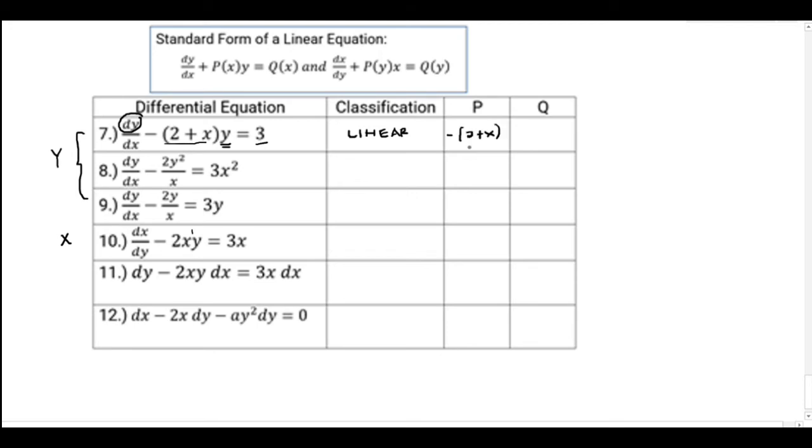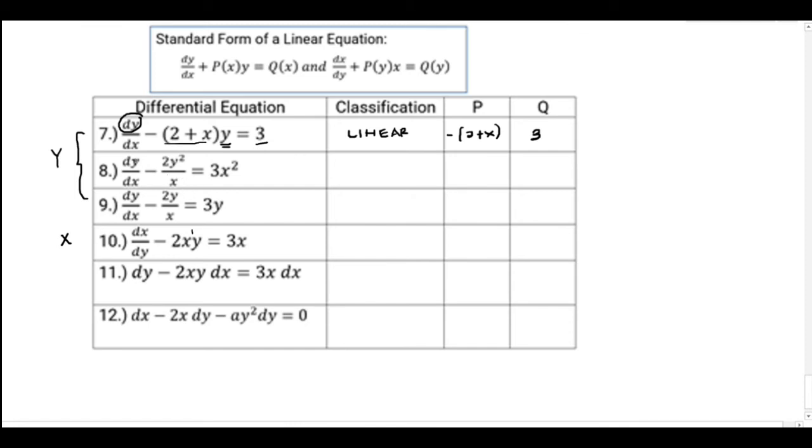As observed, our value for p here is a binomial. Unlike our previous examples, where our value for p is monomial. I purposely give this example to you to emphasize that our value for p is a polynomial and not only a monomial, meaning we can have here a binomial, trinomial, or a polynomial containing 4 or more terms. Then our value for q here is 3. This is the term found on the right side.